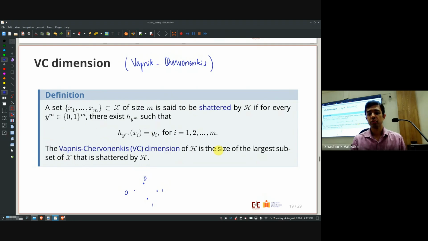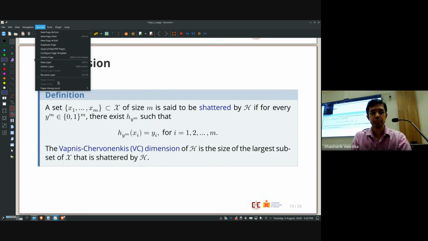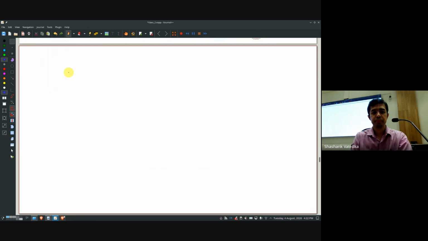So the VC dimension of H is the size of the largest subset of X that can be shattered by H. All right. So in particular, this means two things. If the VC dimension of a hypothesis class is equal to some number, let's say d, then it means two things. One, there is some subset of d points, let's say x1, x2 up to xd, which is shattered by H.